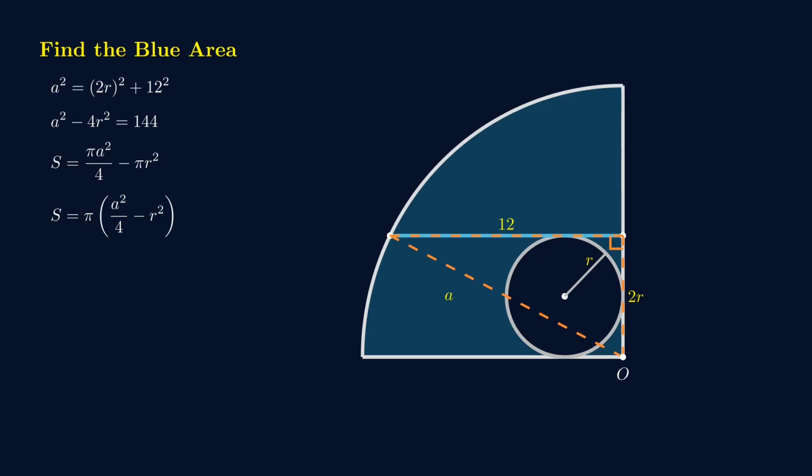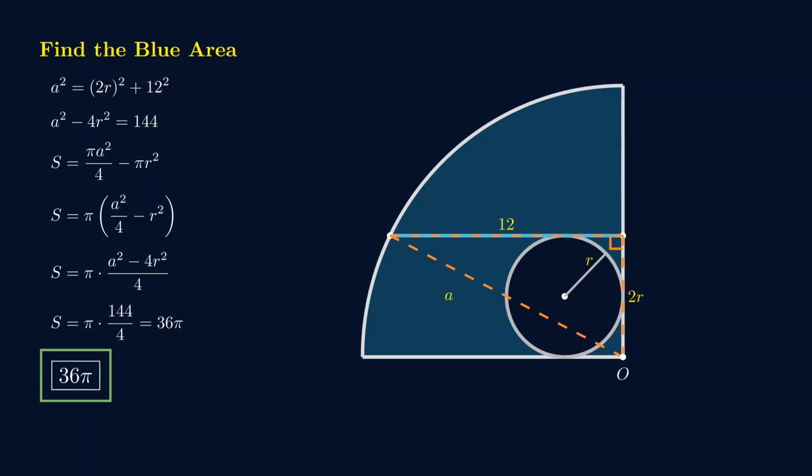Now here's the key simplification. Let's rewrite that expression in a clever way. A squared over 4 minus r squared is the same as (a squared minus 4r squared), all divided by 4. And earlier we found that a squared minus 4r squared equals 144. So now we substitute that in: S equals pi times 144 over 4. And that simplifies to 36 pi. That's it. The entire blue region has area 36 pi.